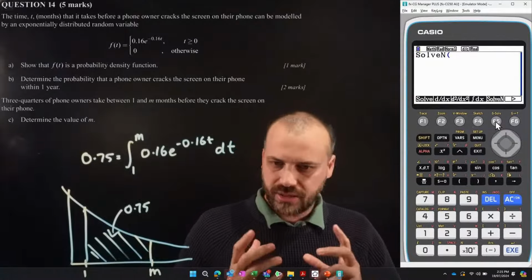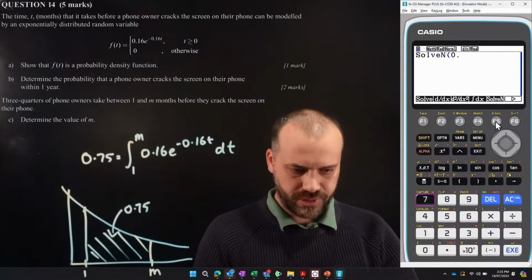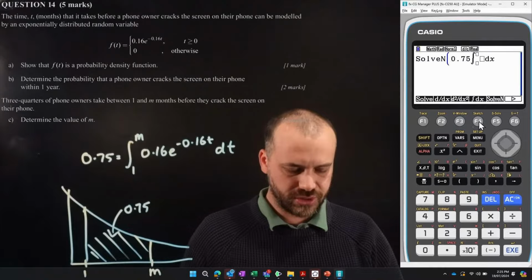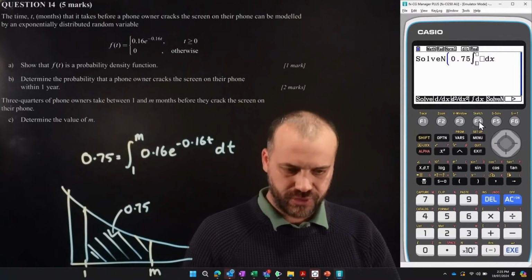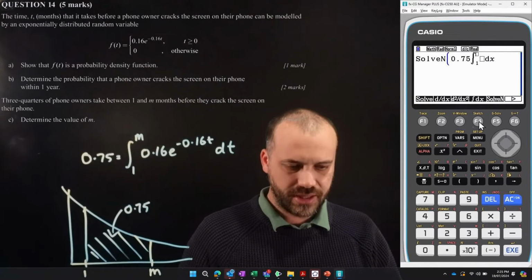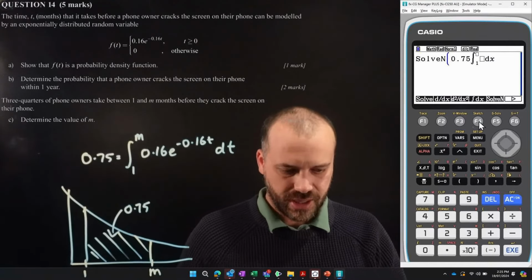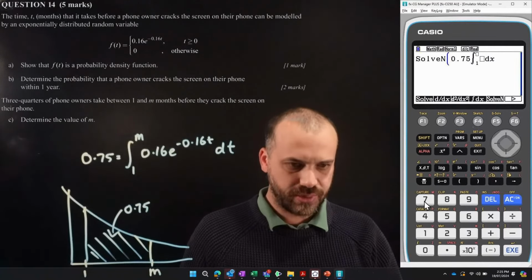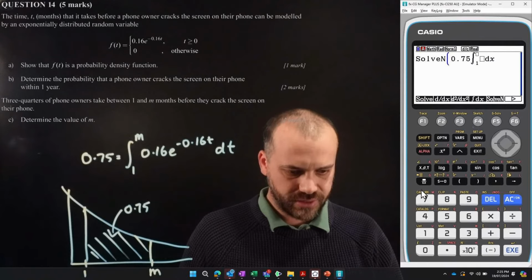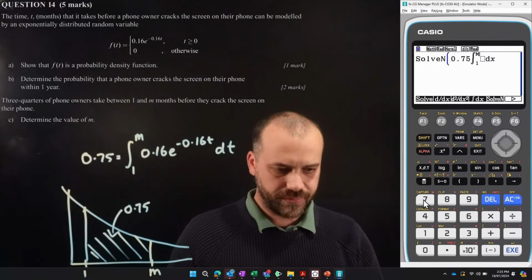All right, so here we are again, and we're going to ask our calculator to solve this for us. And what are we solving? 0.75, the integral, and you're going to have to pay attention here because this is a little bit confusing. 1, and then here we're going to write the letter m. Do I have an m here? Can I find it? There it is. See, it's there with the 7. So alpha m, like that.